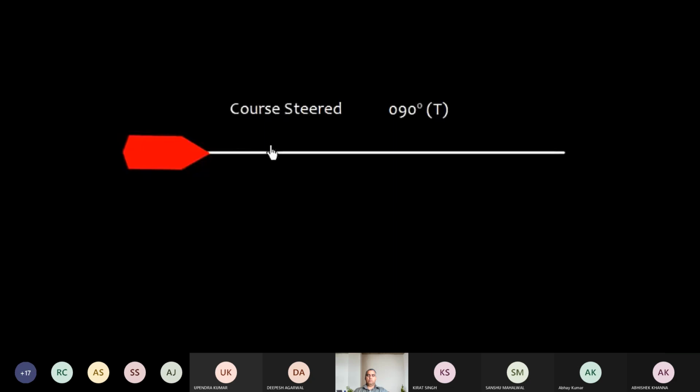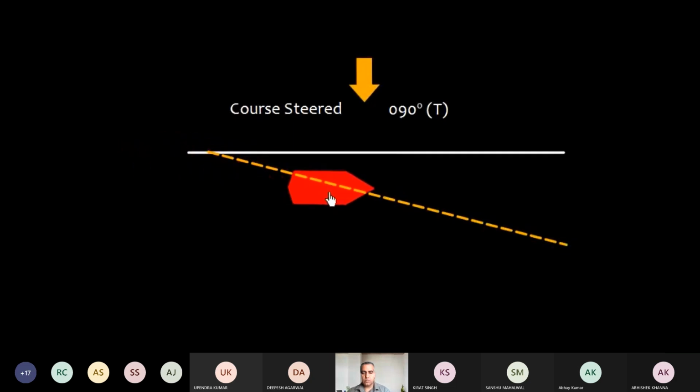Now, suppose this is a vessel and course to steer is this 090 degree true. This is course to steer, true course to steer. And suppose the wind was blowing in this direction. That means northerly wind. So the vessel is steering 090, but vessel will follow this path.